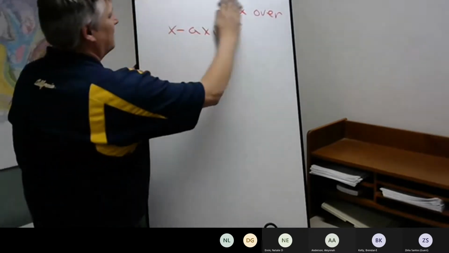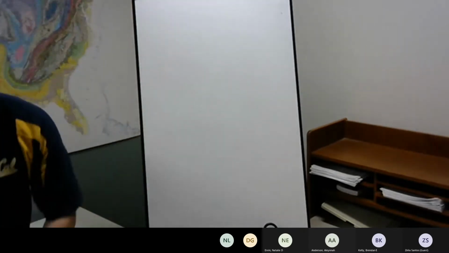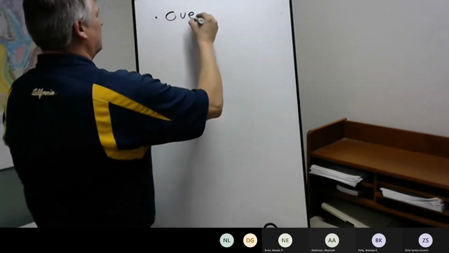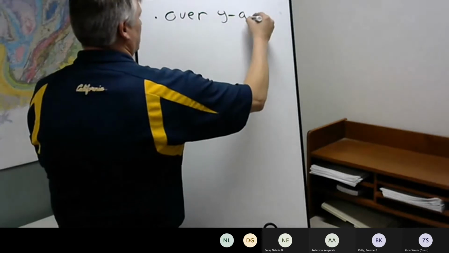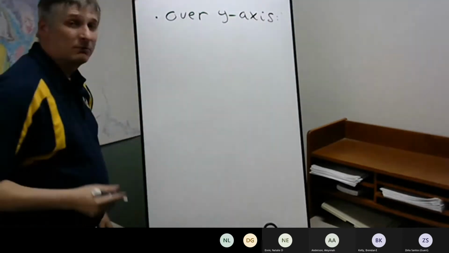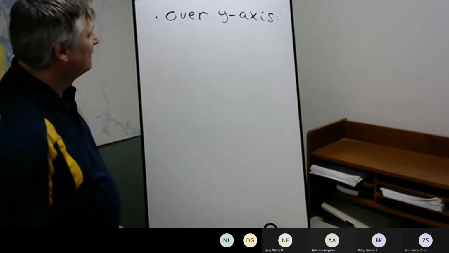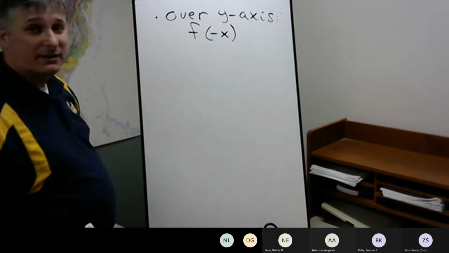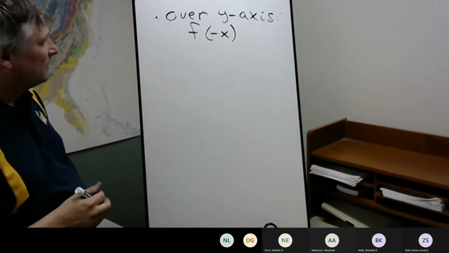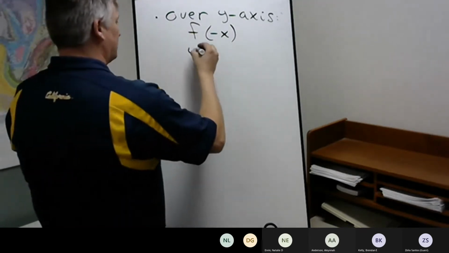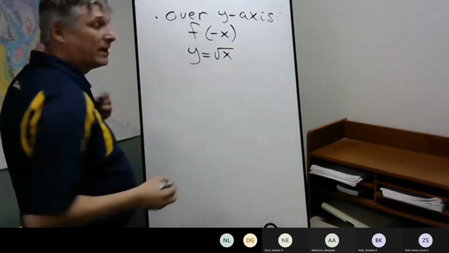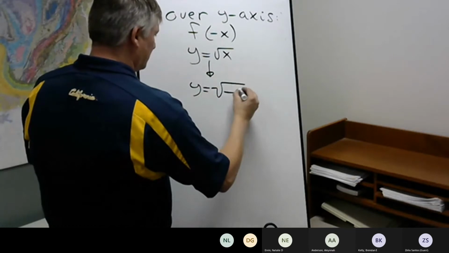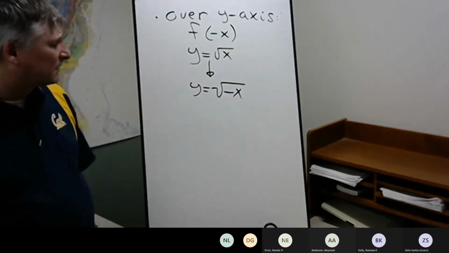So for this next one, we're going to flip over the y-axis. And this is where we place the negative sign on the x. So again, we're going to work with y equals square root of x. But this time, we've got a negative in here.